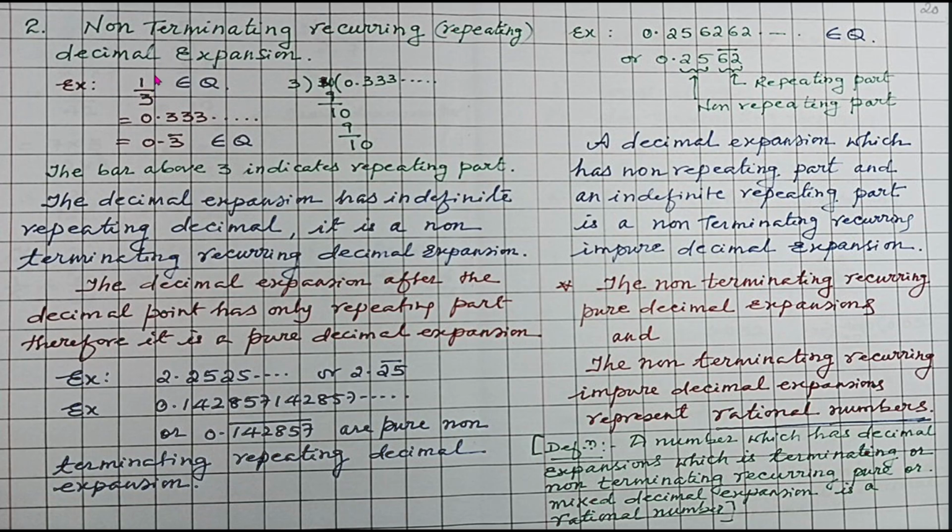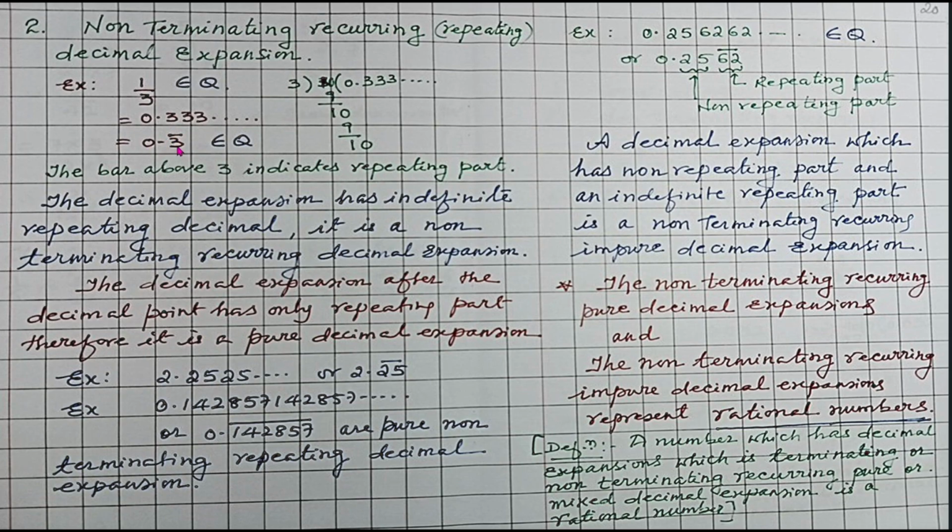Now coming to the non-terminating recurring or repeating decimal expansions. If I divide 1 by 3, again it is a rational number. 1 by 3 is a rational number. When I divide 1 by 3, I get 0.3333 and so on. It continues. It is not ending here. So therefore, instead of writing 0.3333, we put a bar over 3, indicating that it is repeating. And mind you, 0.3 bar belongs to Q. That means if 1 by 3 is a rational number, then 0.3 bar is also a rational number. Very interesting. Therefore, it is very clear that decimal expansions which are non-terminating, recurring or repeating also represent rational numbers.